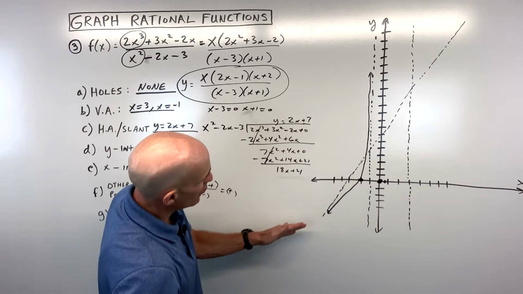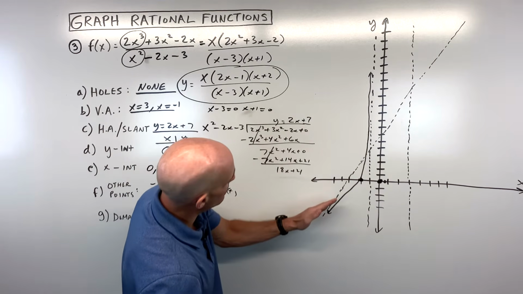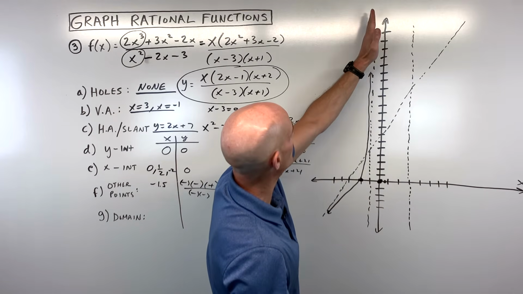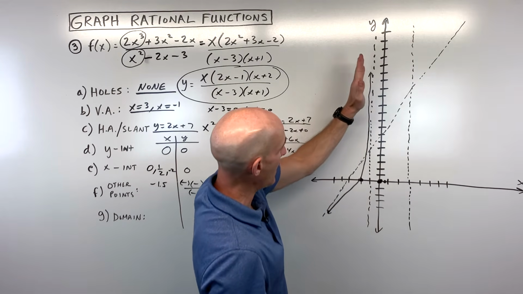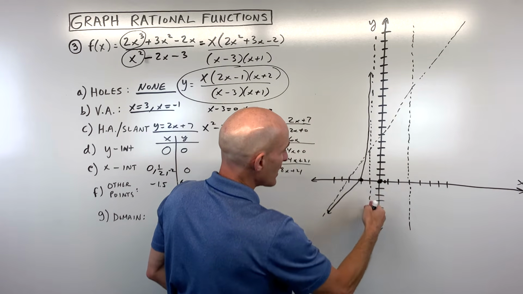Okay, so as you go here, it's approaching the slant asymptote, but as it approaches this way, it's going up towards this vertical asymptote, so something like that. Now let's approach this vertical asymptote from this side.